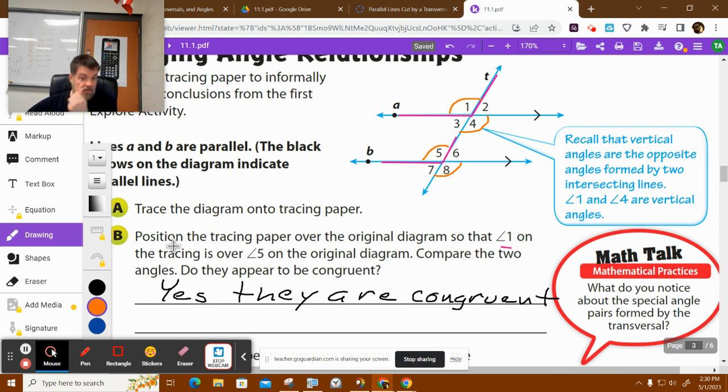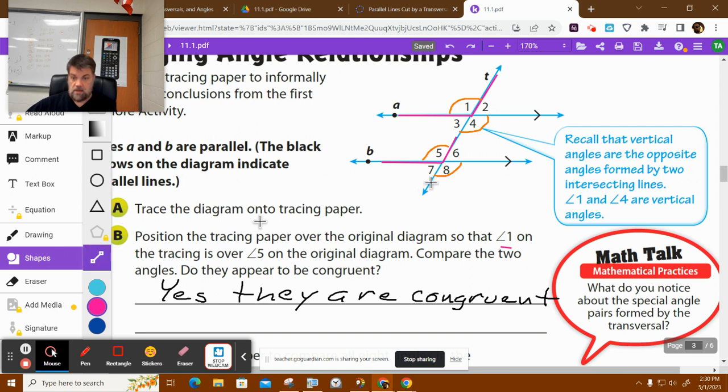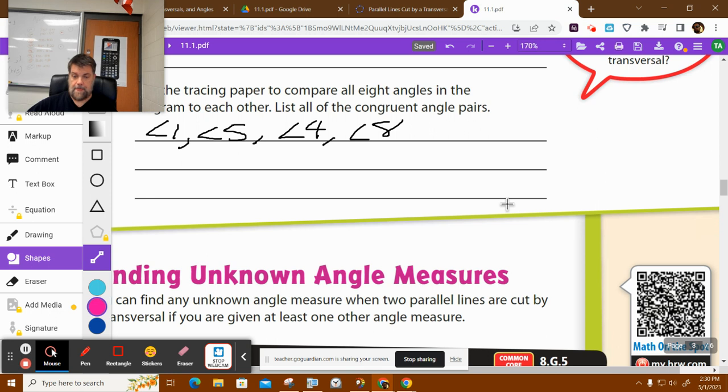Okay. Another way you could do it too, if you wanted to, is I could do it like this. Wrong one. So if I go like this, and then from here, and here. So those are congruent, okay?